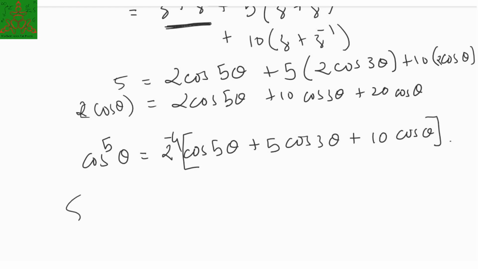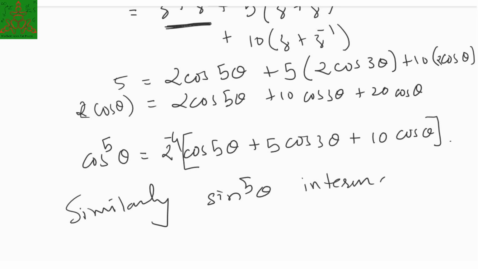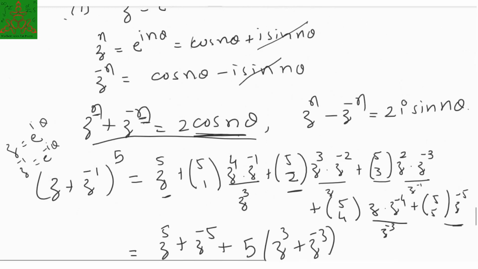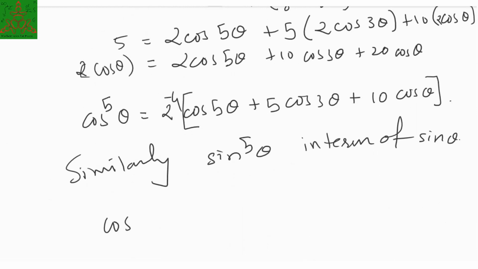And similarly we can obtain sin raised to 5 theta in terms of sin theta. So this calculation will help you, in general, to express cos raised to n theta in powers of cos theta and sin raised to n theta in powers of sin theta. So this observation you can use to simplify the formulas of cos raised to n and sin raised to n.